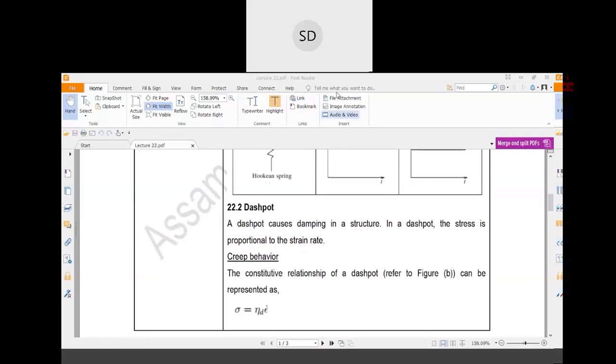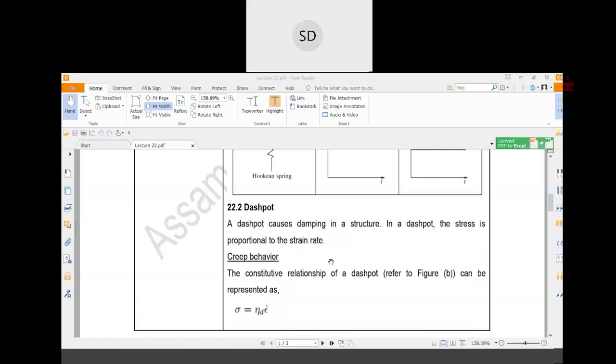Now this is all about the spring. Now let us discuss the dashpot. So a dashpot causes damping in a structure. In a dashpot, the stress is proportional to the strain rate. So here's the difference between spring and dashpot.